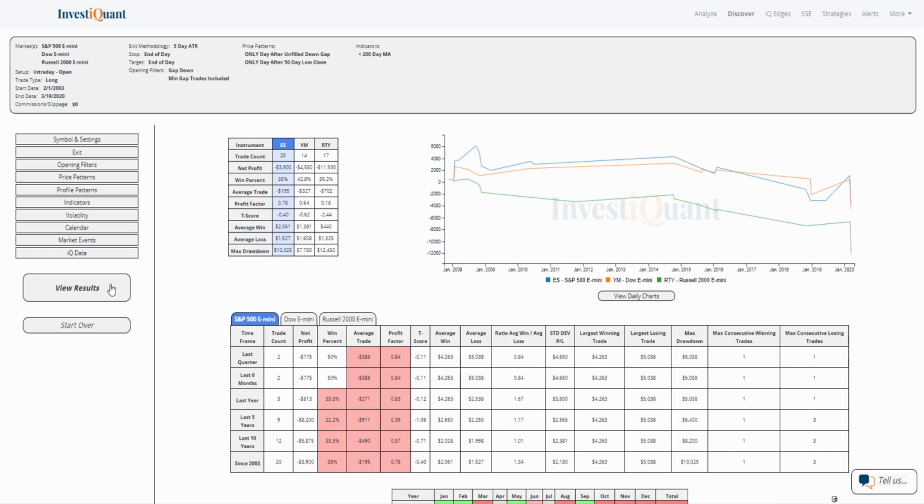So here we go. We've got the 3 instruments set up here: ES, YM, and Russell. 20 samples in the ES, 14 in the YM, 17 in the Russell. That gives us about 51 samples total between the 3 indices. And it looks like the win rates are all hovering around 40-ish% if you combine them: 35, 43, 35. So overall, this has had a little bit of a bearish bent to it.